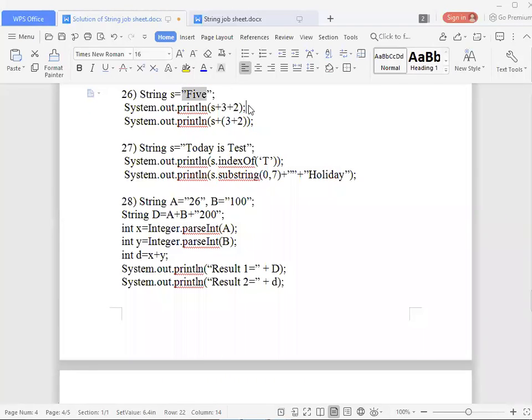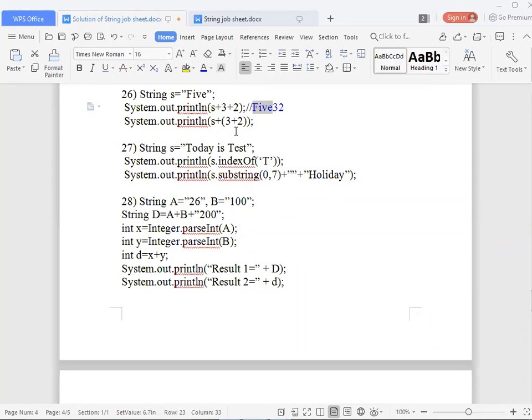So first, if we are having 5 as the string, it will display. Then after that, this plus sign will work as the concatenation. So 5, 3, 2. This is your output. Then in the next line, it will show you 5.